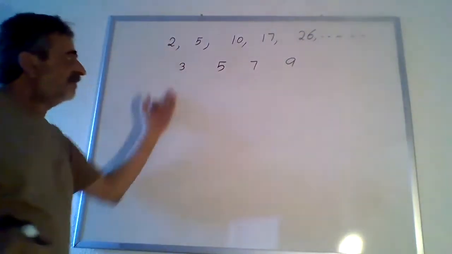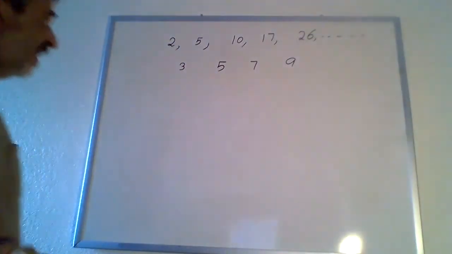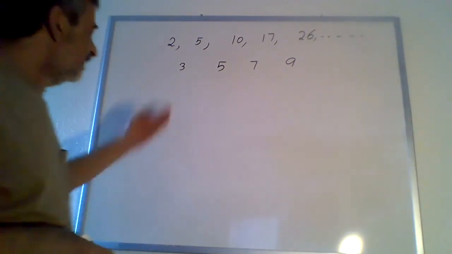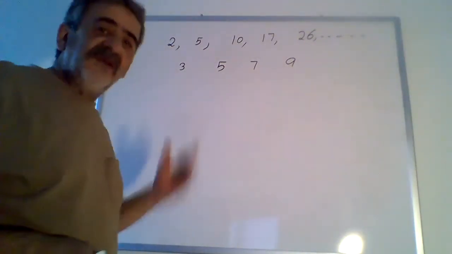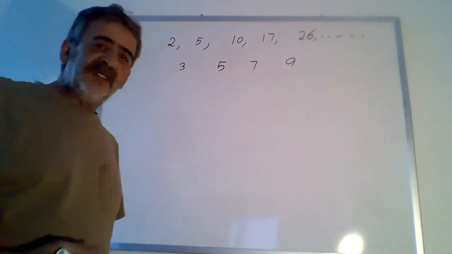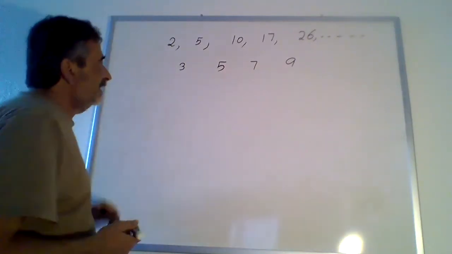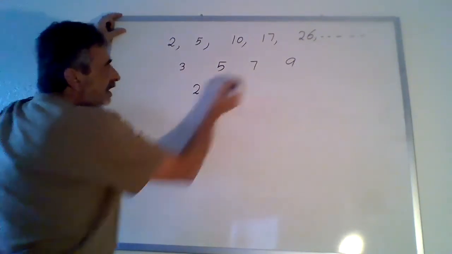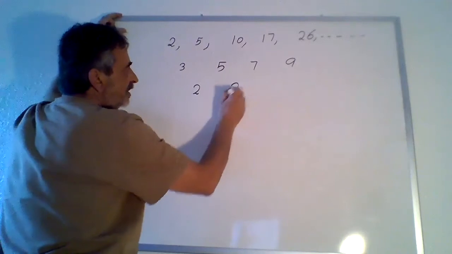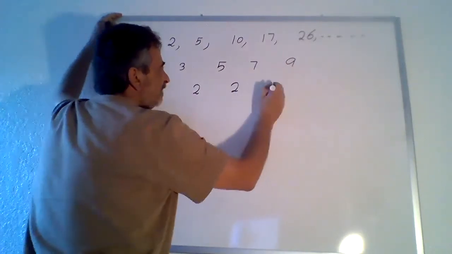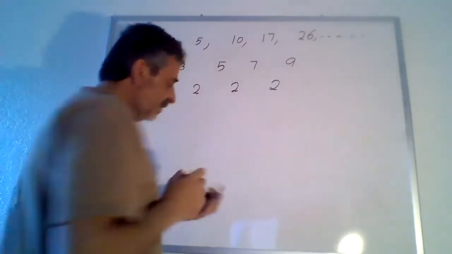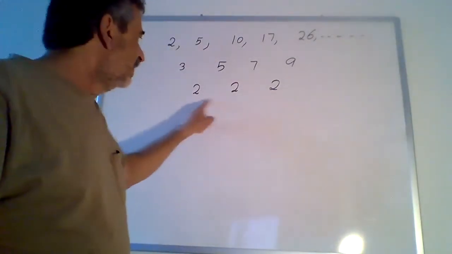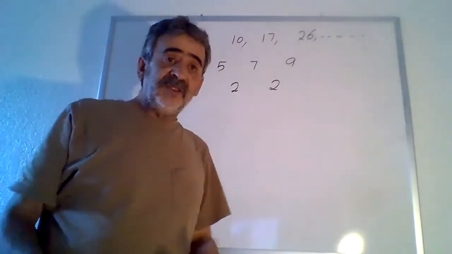So now we have the following after doing the first subtraction. But in this case, they are not the same. If they're not the same, I need to do one more subtraction. So 5 minus 3 is 2. 7 minus 5 is 2. 9 minus 7 is 2. Notice I had to do 2 subtractions to get those numbers to be equal to each other.